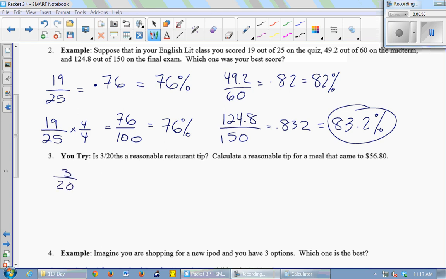3/20. I want to make this as something over 100. What should I multiply 3/20 by? 5 over 5. So 20 times 5 is 100, and 3 times 5 is 15. So that's 15%. So that's a reasonable tip. Reasonable is somewhere like 15 to 20, right? Okay. So I want to calculate a reasonable tip for a meal that was $56.80.